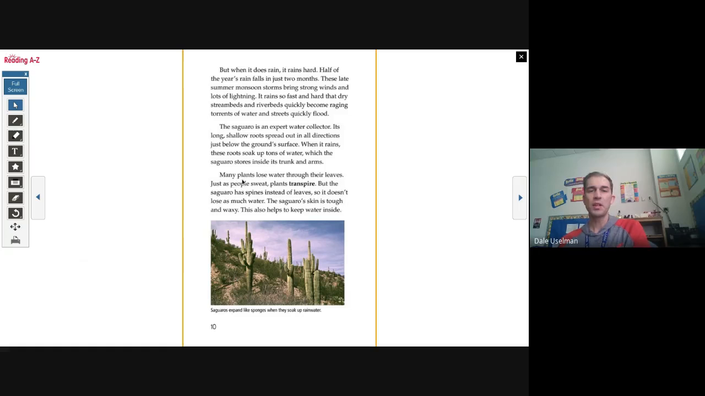Many plants lose water through their leaves. Just as people sweat, plants transpire, but the saguaro has spines instead of leaves, so it doesn't lose as much water. The saguaro skin is tough and waxy. This also helps to keep water inside. There's a picture and it says saguaros expand like sponges when they soak up water.